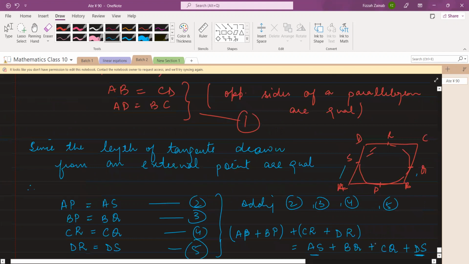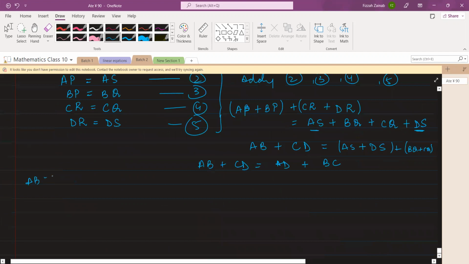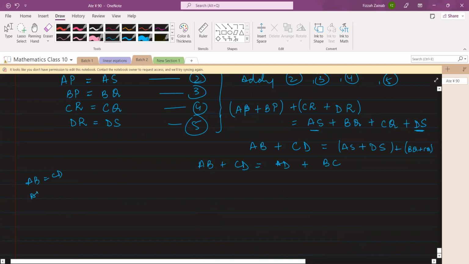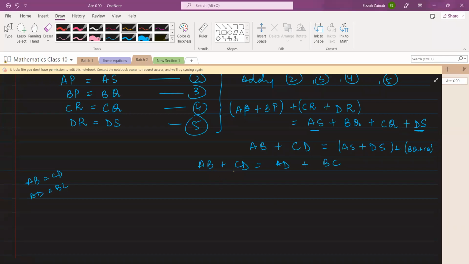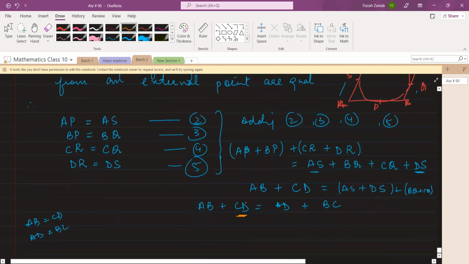Now what was the first? That AB is equal to CD and AD is equal to BC. I'm just writing here that AB is equal to CD and AD is equal to BC. So we can just replace them. In place of CD, we can again write AB. I want actually adjacent sides, so AB and then I want BC. So I can replace this AD.